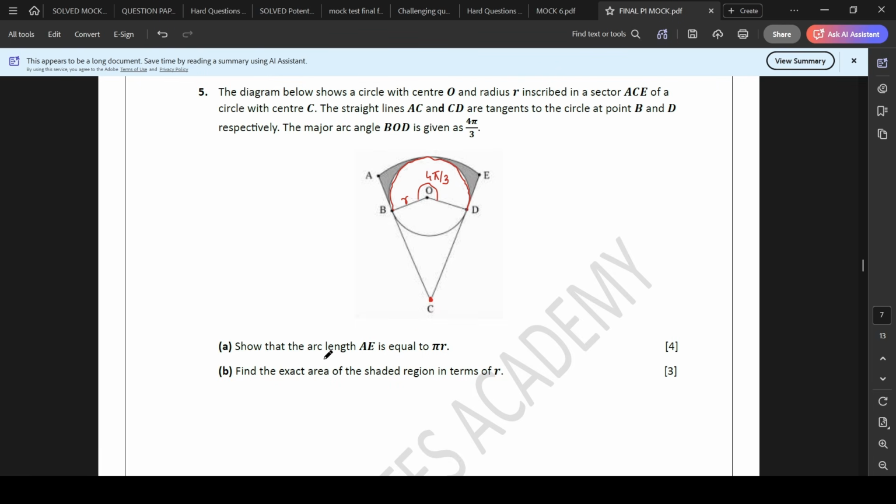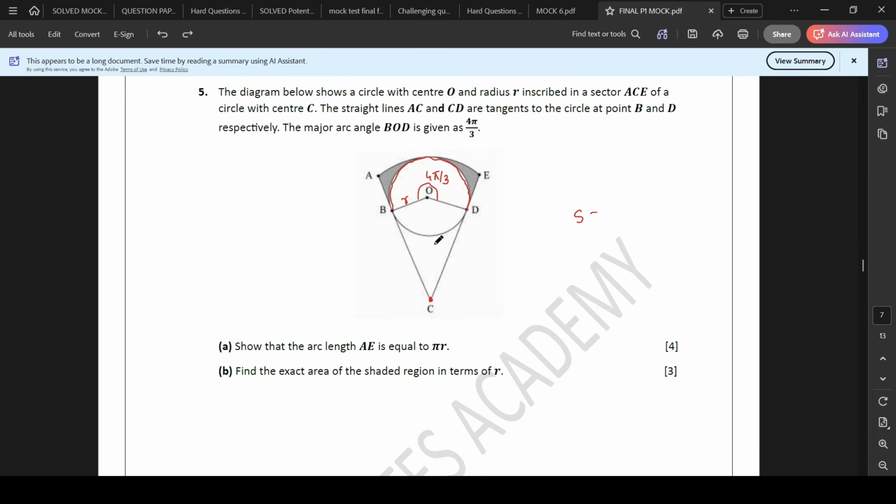We have to show that the arc length AE, the arc length AE means this arc length, is equal to pi r. How can I find this arc length and prove that it is equal to pi r? So for finding the arc length, what are the things that I require? We know that S is equal to r theta. So because I'm trying to find the arc length of the larger circle which is centered at point C, I first need to find what is this radius over here. And then I also need to find what is the angle over here. If I'm able to find these two things, then of course I can find what is the arc length AE.